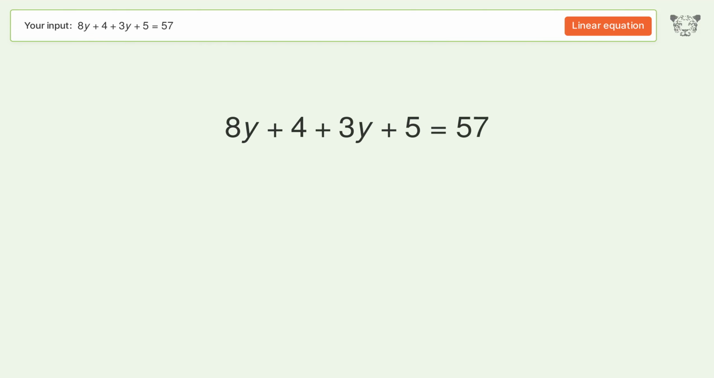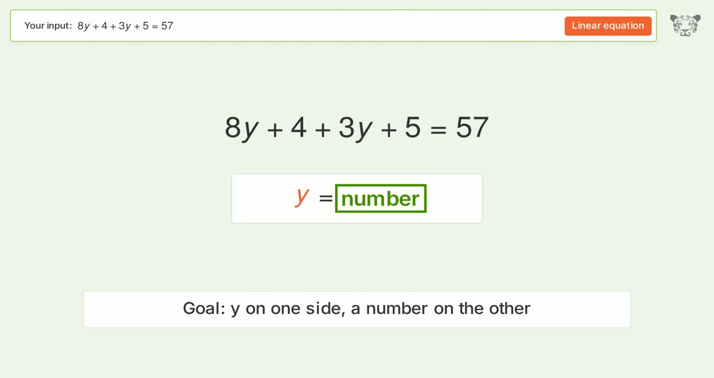Here is the linear equation we are asked to solve. 8 times y plus 4 plus 3 times y plus 5 equals 57. Solving means leaving the variable alone on one side, with a number on the other. Let's do this step by step.